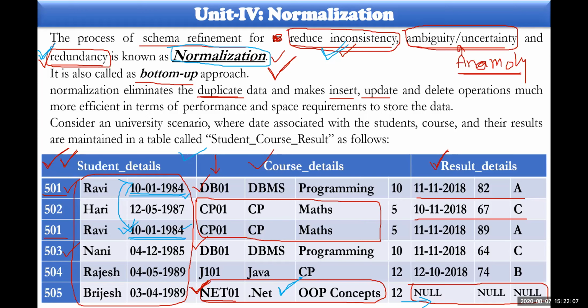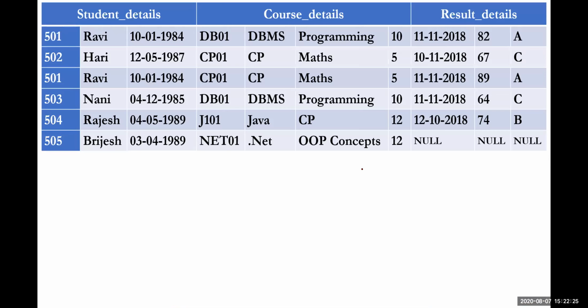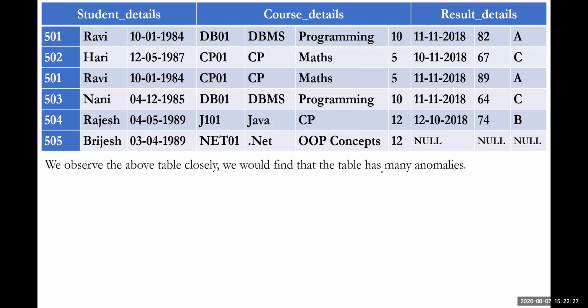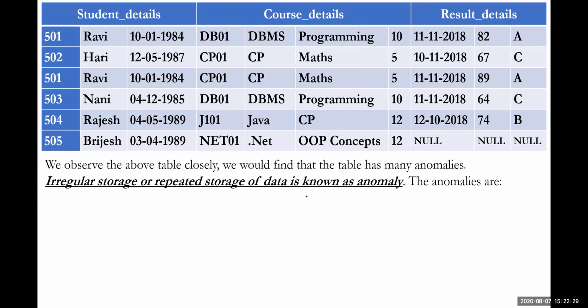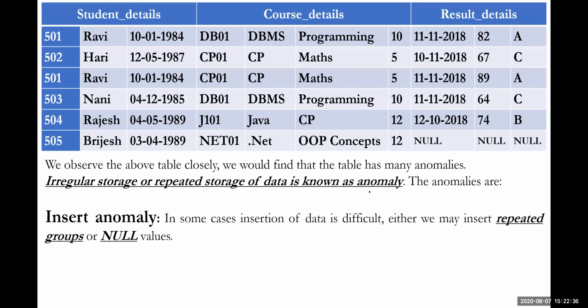How could the splitting be operated? What is the basis to operate the splitting operation? You need to take into consideration so many issues. The issues might be, look at this. Number one, I have explained the same issues we discussed just before. Irregular storage or repeated storage of data is known as anomaly. That is the meaning of anomaly.